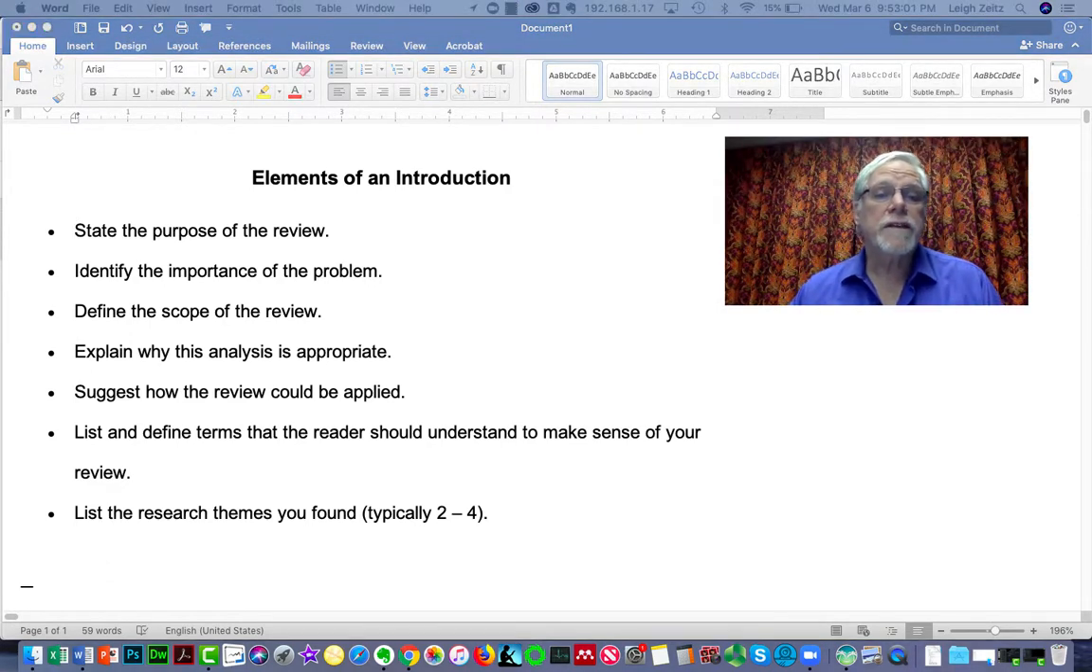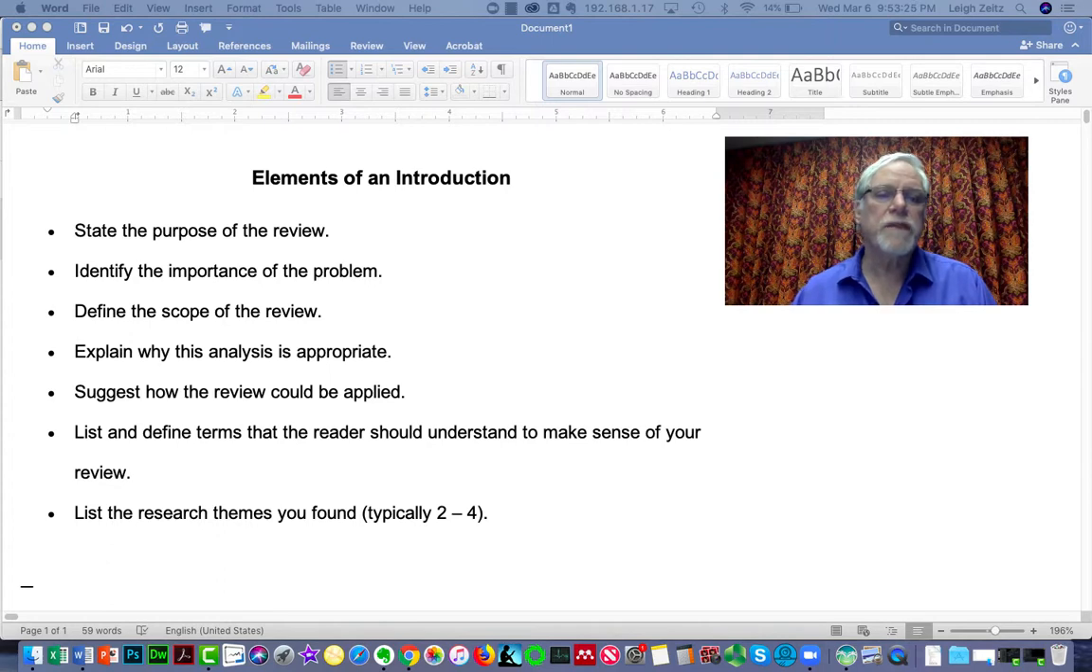The next one is, explain why this analysis is appropriate. Now, you've already talked about the purpose of your review. You've talked about the importance of the problem, and then the appropriateness of it has to do with, you want to take this into the next level where you're looking at what are the different aspects of this topic, say makerspaces.